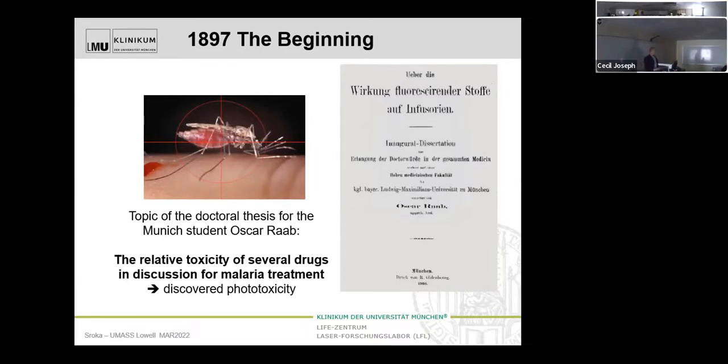Finally, they came up with the finding that on the days when there was sunny light outside, the cells died, and when it was rainy, nothing happened. So you have to record the weather forecast of the days when he made his experiments. And this was the beginning of these photodynamic activities in the newer era, so 100 years ago.